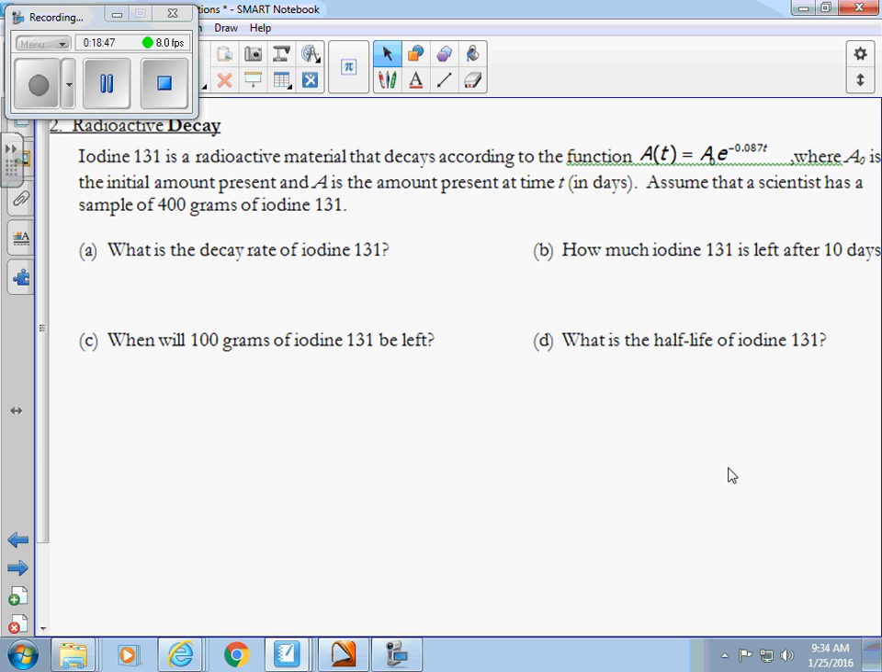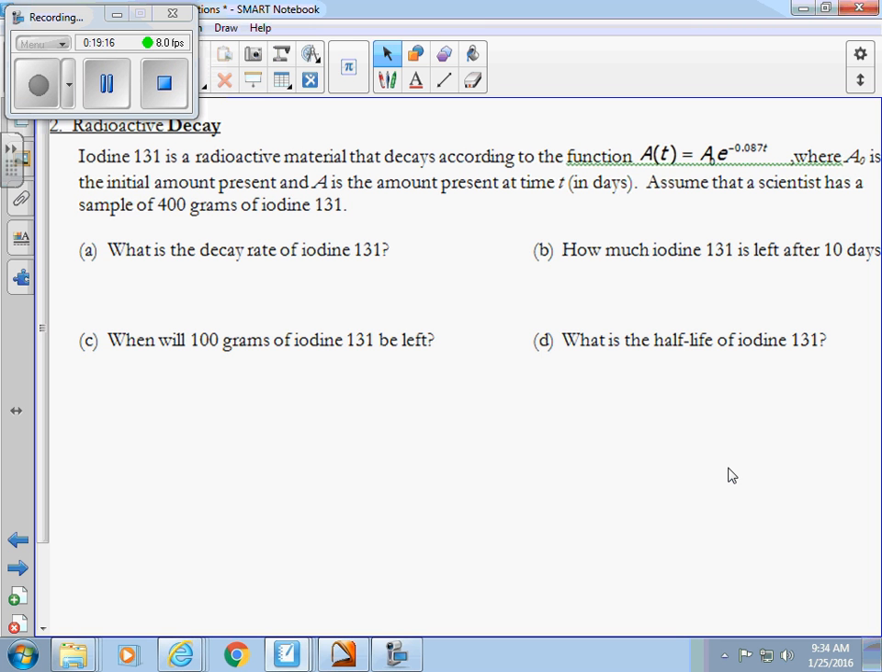What do you immediately notice with that negative up there? What's going to happen to an exponential function when you put a negative up there? It's going to reflect over the y-axis, which means instead of going up, it's going to go down, so it's going to decay. So iodine-131 is a radioactive material that decays according to that function, where A sub 0 is the initial amount present, and A is the amount present in T days.